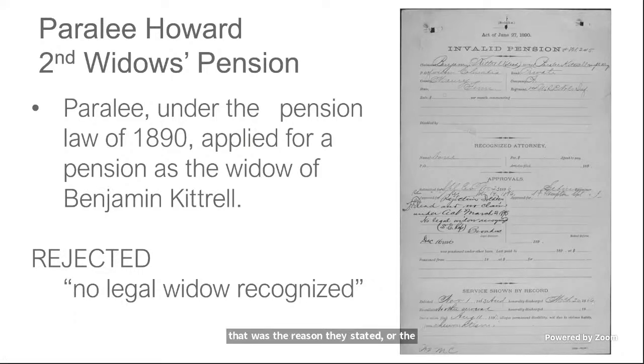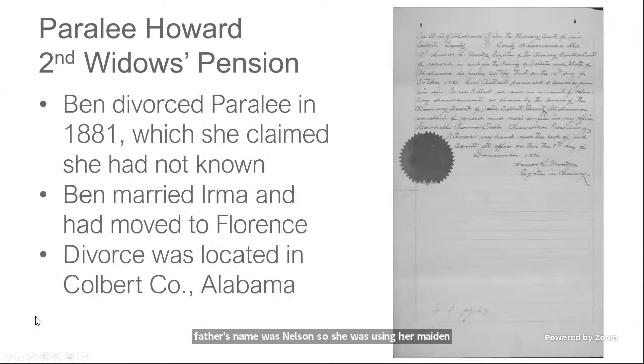Well, why is there no legal widow recognized when we have that marriage record of Pearly Nelson marrying Benjamin Cottrell? Well, the testimony from the former enslaver verified that her father's name was Nelson, so she was using her maiden name. So that's probably not the problem. So let's dig a little deeper. Well, the problem was this.